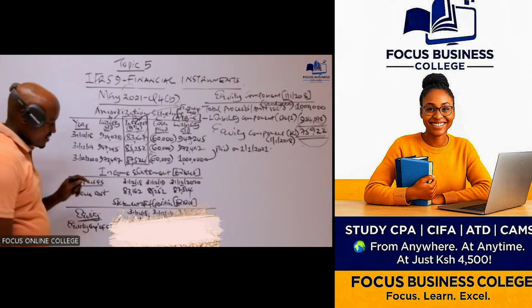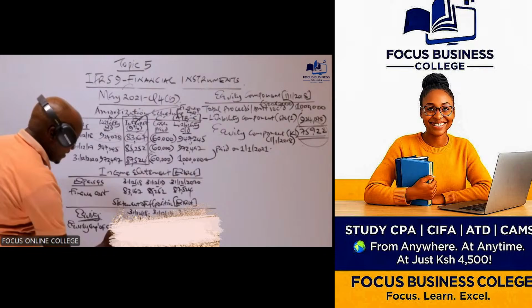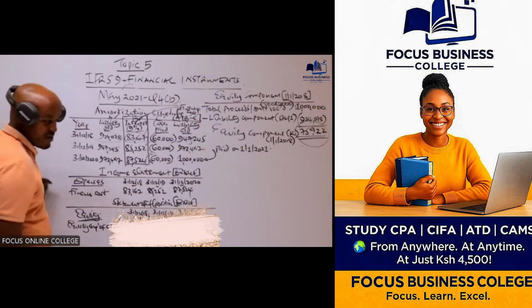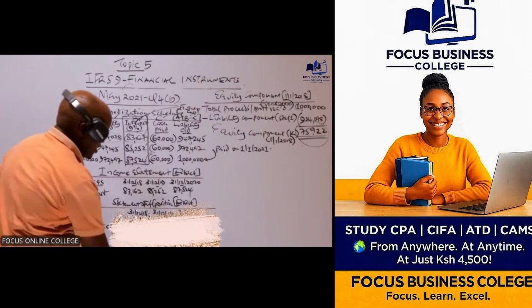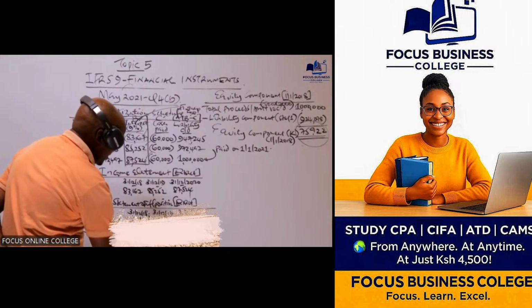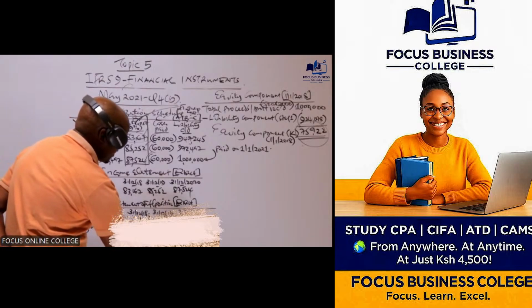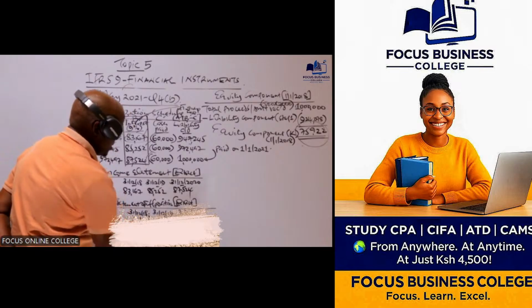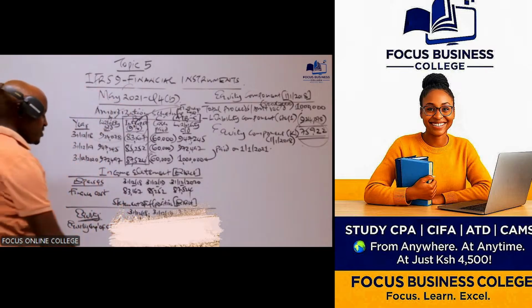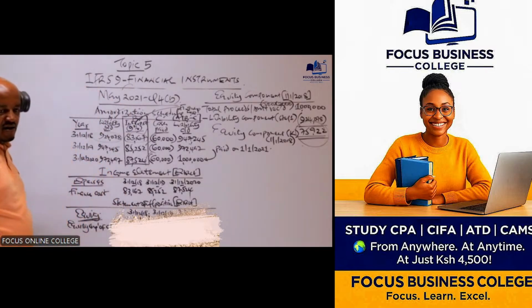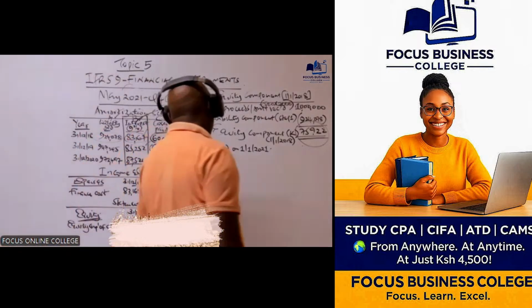The value for that is 75,922. This one we are saying will not change over the period of 3 years. That one remains the same in every year.